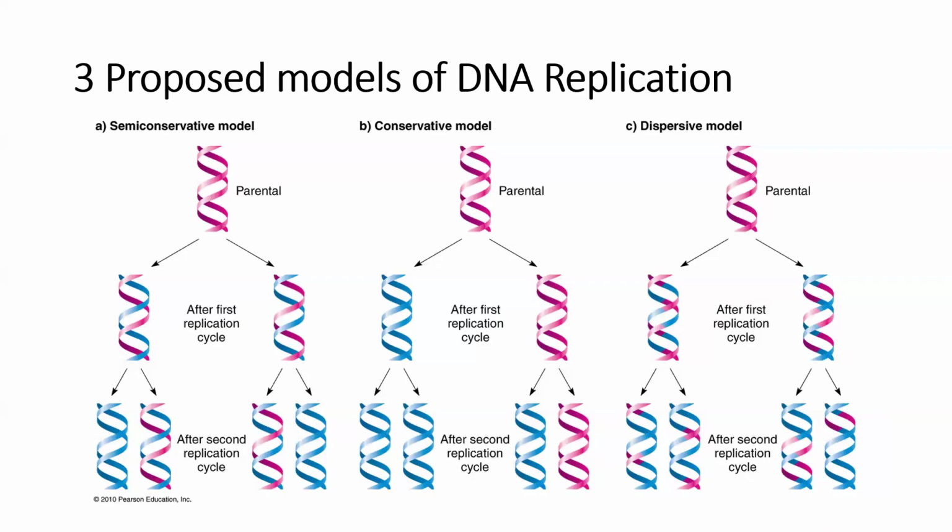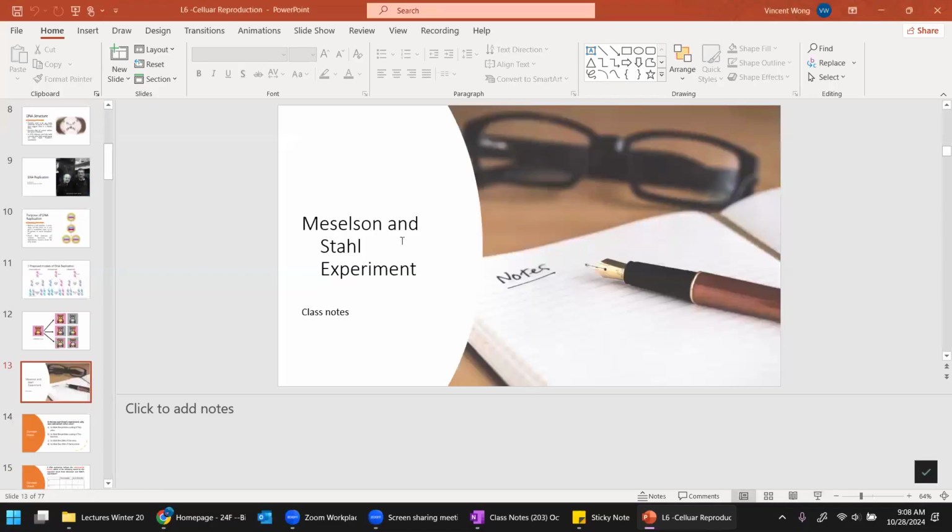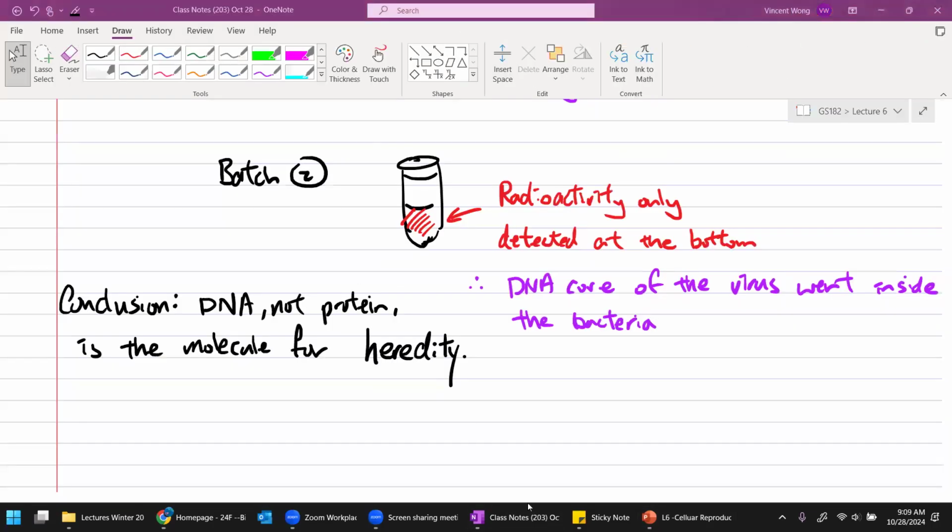Okay. So those were the three proposed models of DNA replication. And there was an experiment to figure out which one was correct. And that is the Meselson and Stahl experiment. So we're going to write that down. We're going to take a note on that. Okay. Meselson and Stahl experiment.